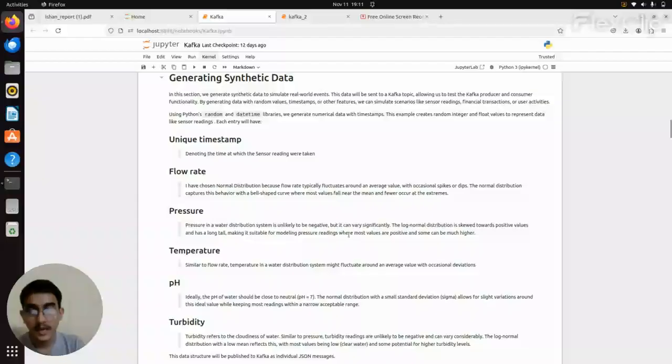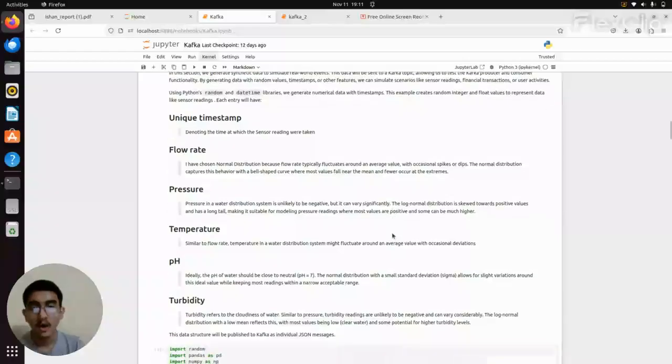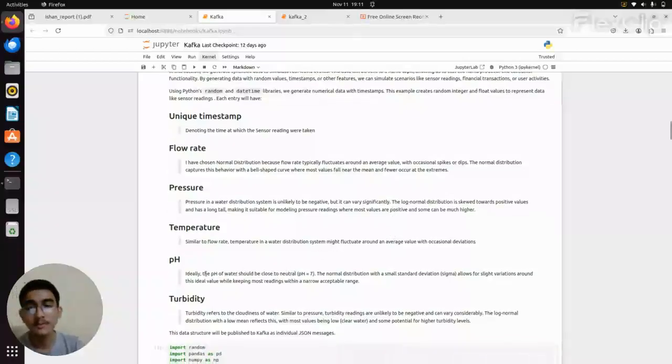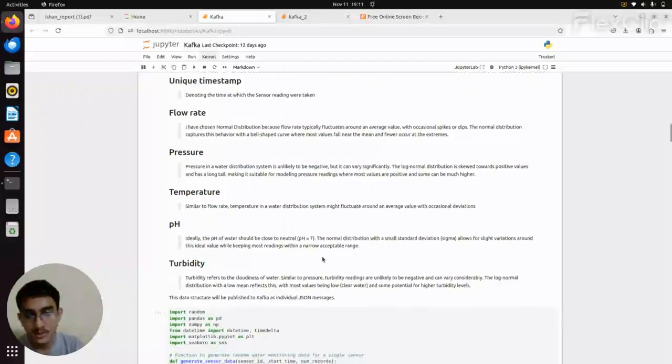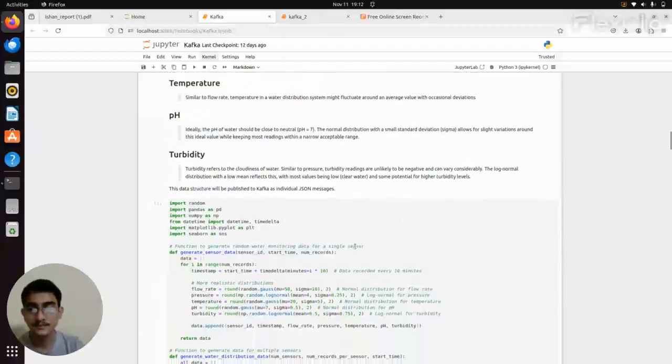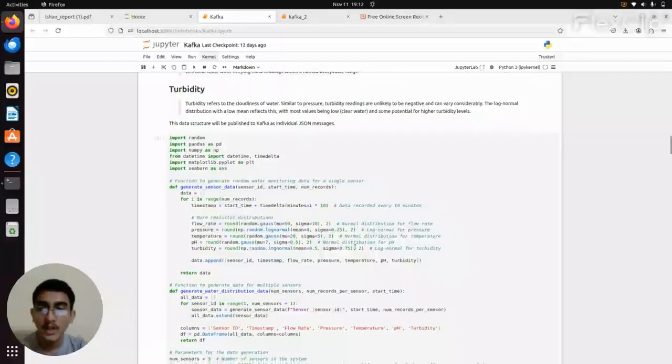Similarly, for pressure, I have chosen log normal, because the distribution is very unlikely to be negative; in the physical world, pressure values are positive. Also for pH, I have taken normal distribution, because the pH of neutral water is 7, and we would like to simulate from a normal distribution with mean 7 and a small standard deviation to simulate real-time pH readings. So we will be moving on with the code.